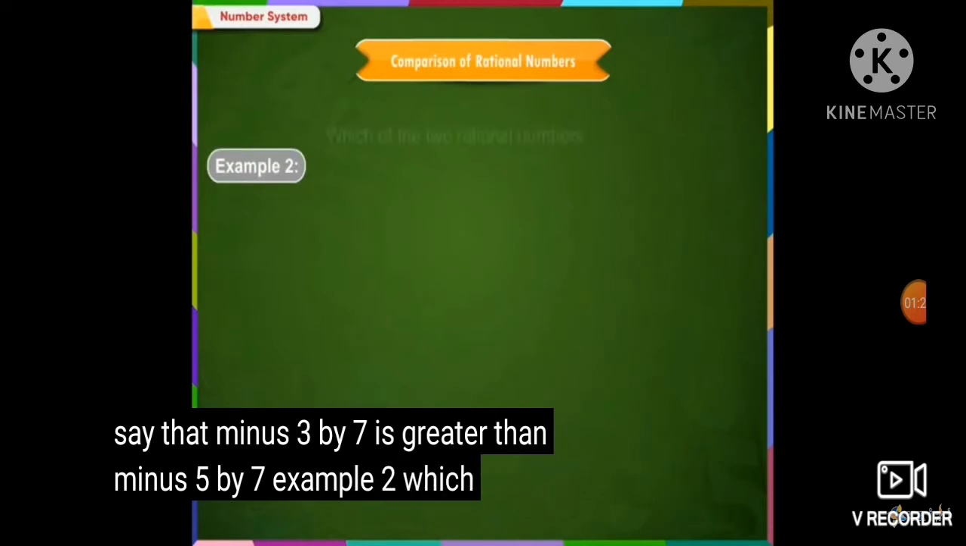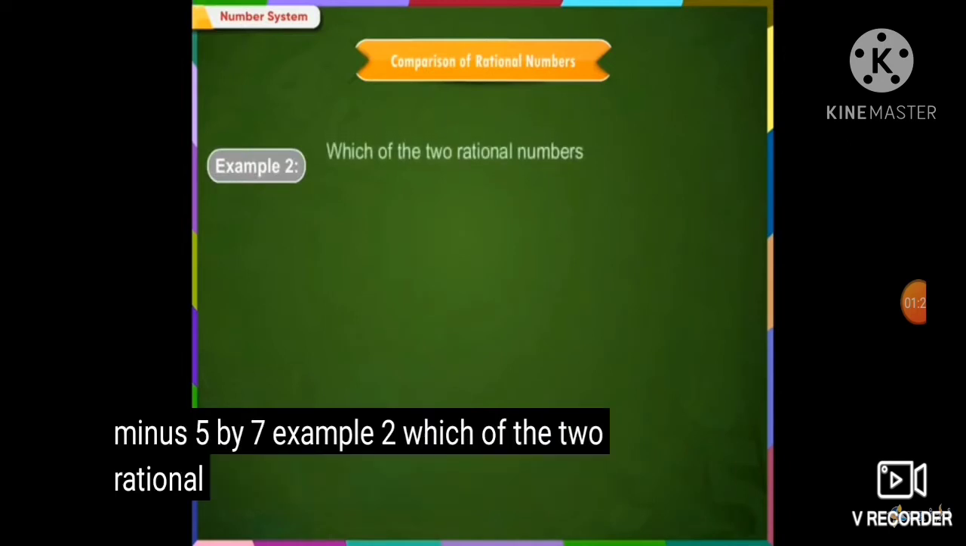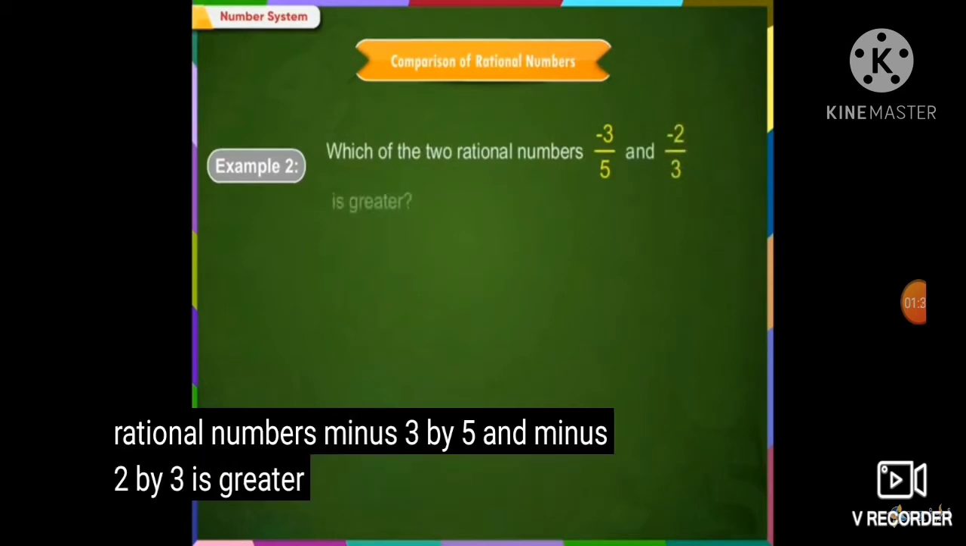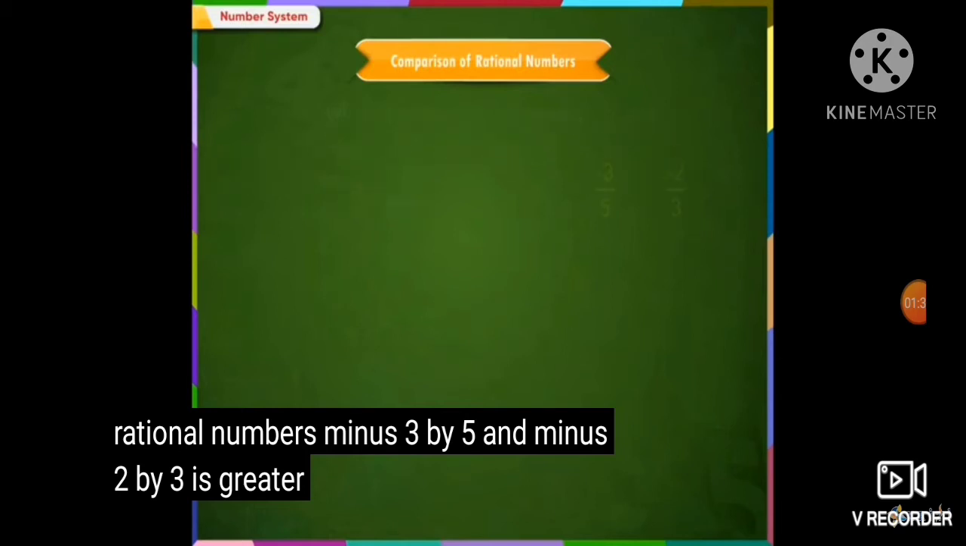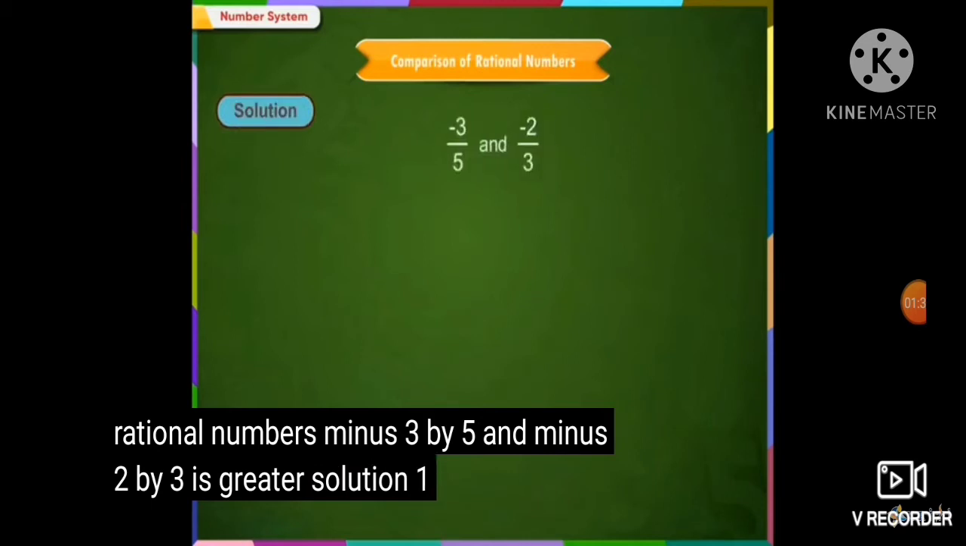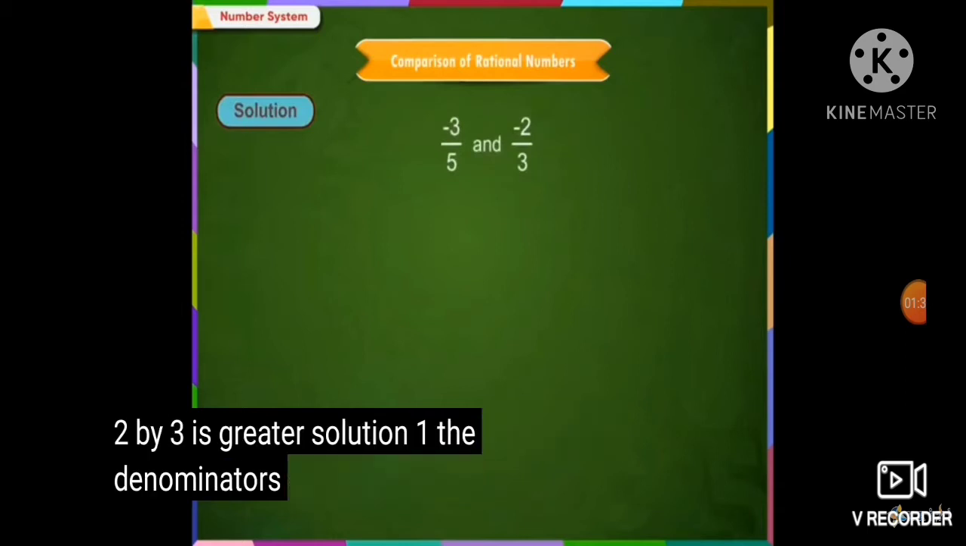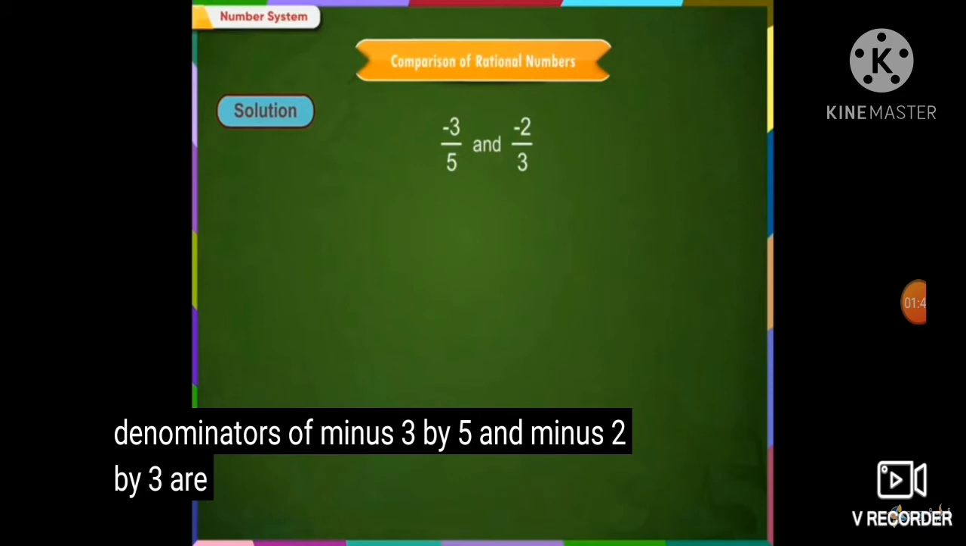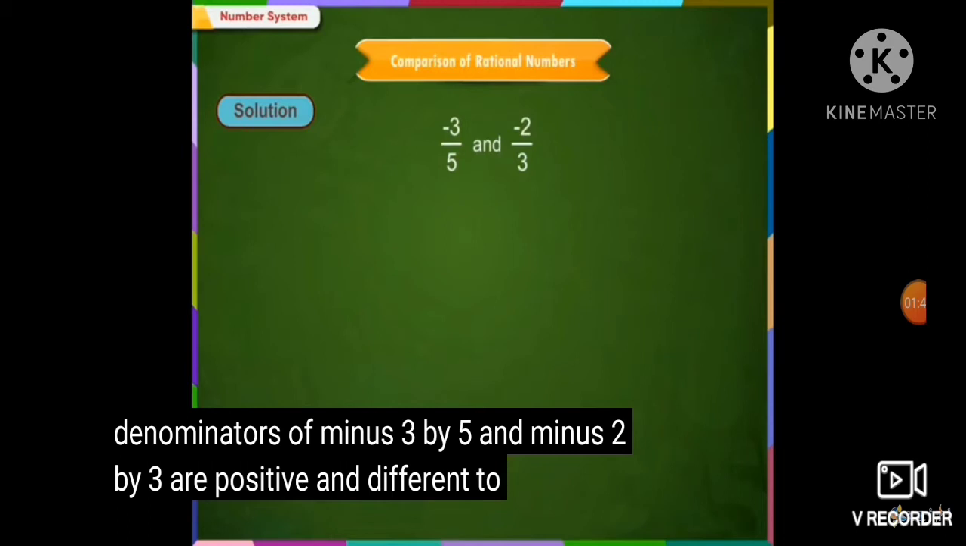Let us go with another example. Which of the two rational numbers is greater, minus 3 by 5 or minus 2 by 3? See this example here. These two have different denominators. What is the solution for this? Let us go with the solution. Minus 3 by 5 and minus 2 by 3. Here minus 2 by 3 is greater than minus 3 by 5.